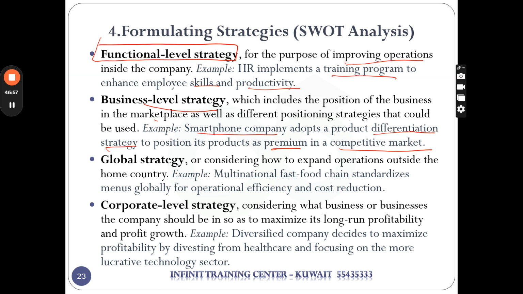Then you have global strategy, considering how you can expand the operation outside the country. A multinational fast food chain standardizes menus globally for operational efficiency and cost reduction. And you can also have corporate level strategy. A diversified company decides to maximize profitability by divesting from healthcare and focusing more on the technology sector. So you are cutting down your efforts in healthcare and focusing more on the technology sector. This is a corporate level strategy. What business or businesses should the company keep to maximize its long-run profitability?